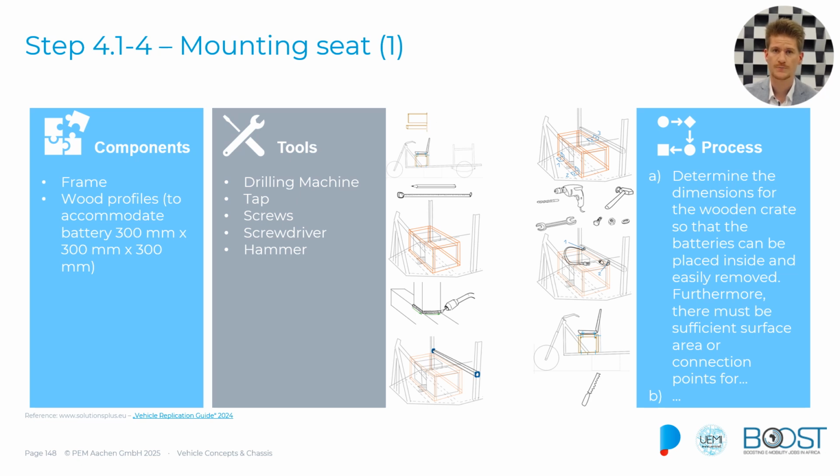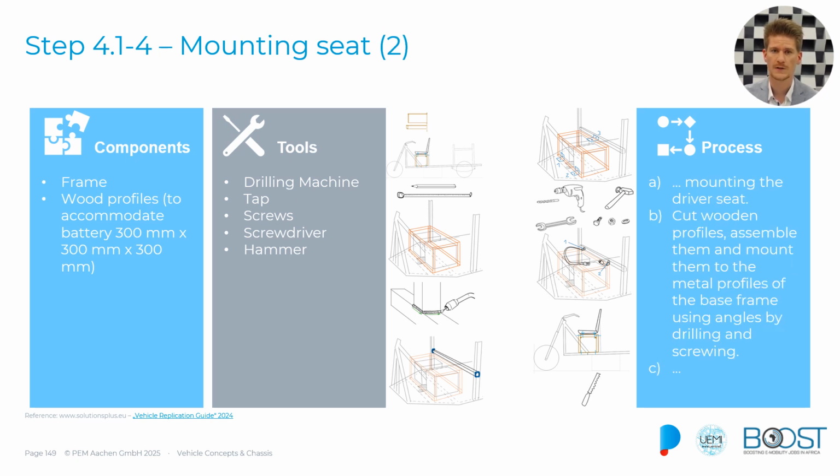The second stage of the seat mounting will then be to cut the wooden profiles into length and to assemble them and to mount them on the metal profiles of the base frame by using a drill and using some shackles to position them. So the shackles are identical from the manufacture way, like the ones that we used for the battery.